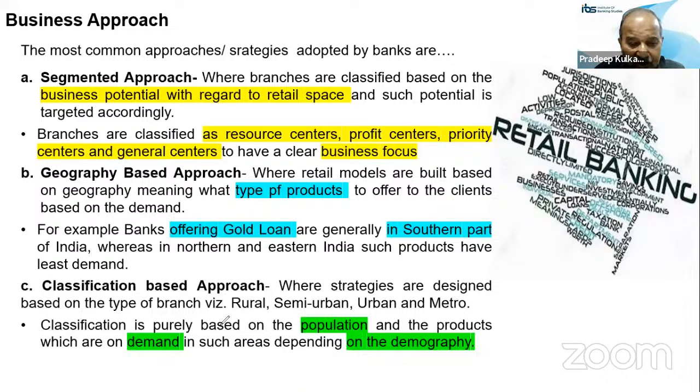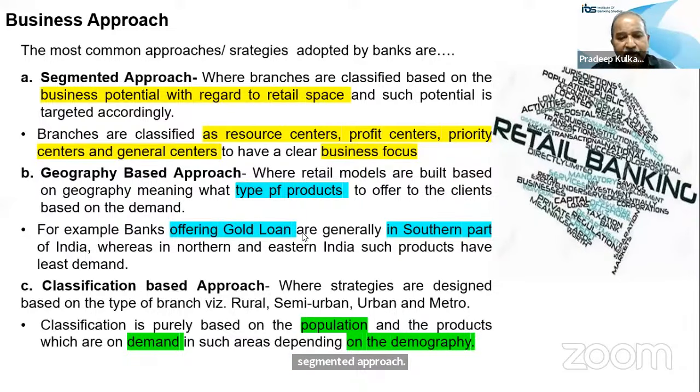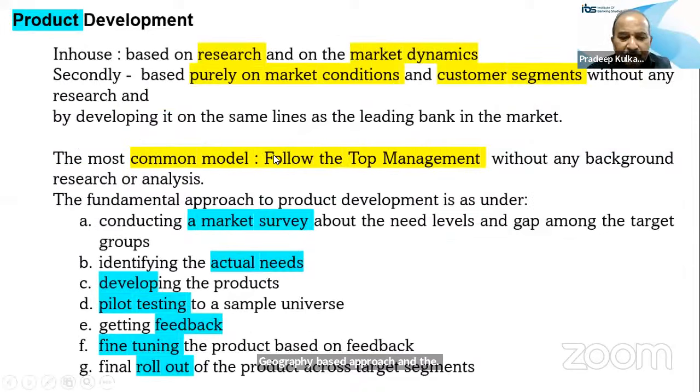And rural, semi-urban, urban, all of you know, isn't it? Based on the population, a particular demography gets classified as a metro population or a rural population. So which product in which area, which product for which population, which product for which segment of society. That's the way: three different approaches, the segmented approach, the geography-based approach, and the classification-based approach. Okay? Any doubt, any question, then I'll move further.